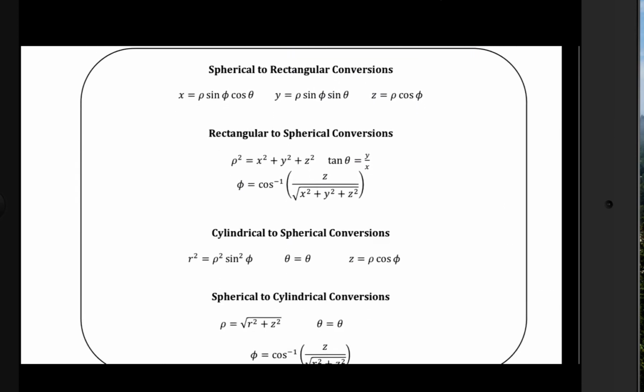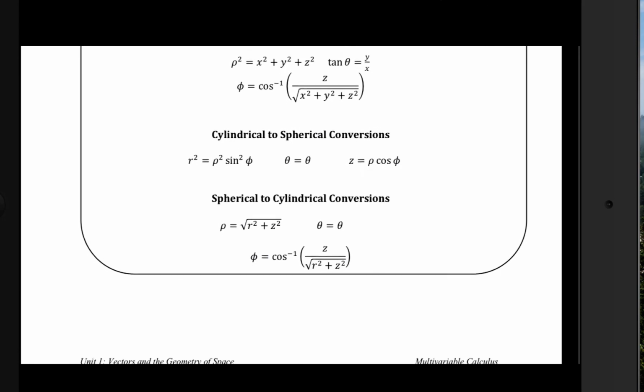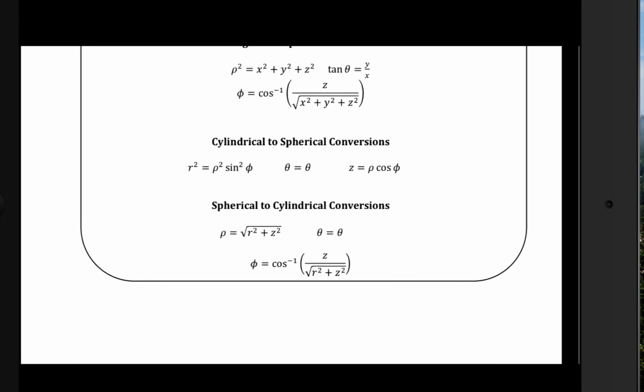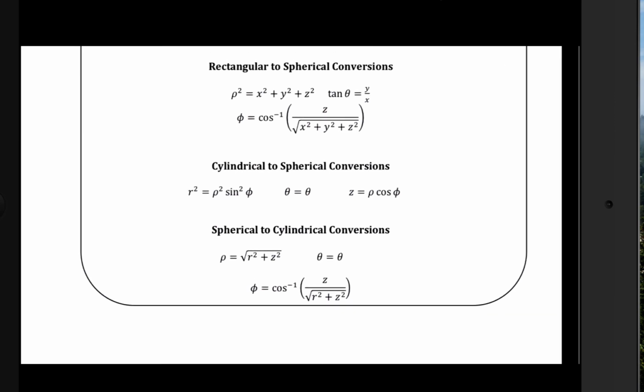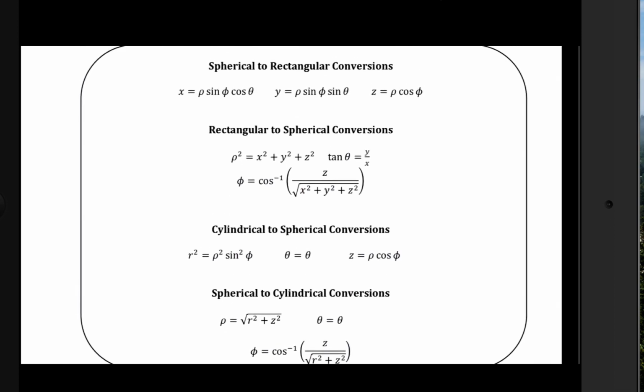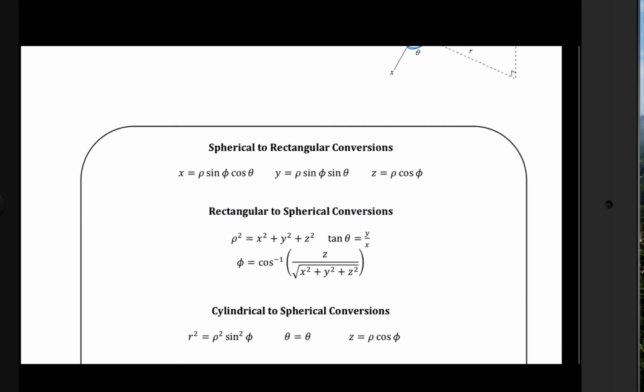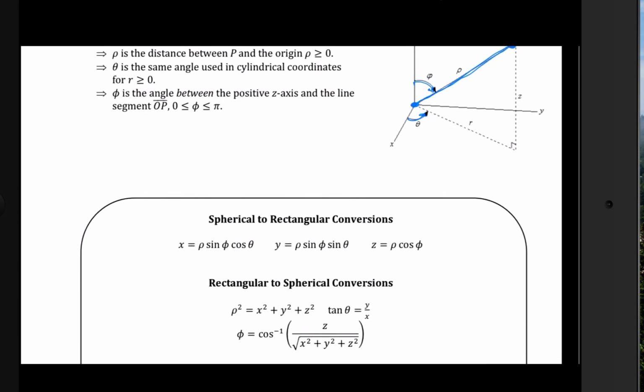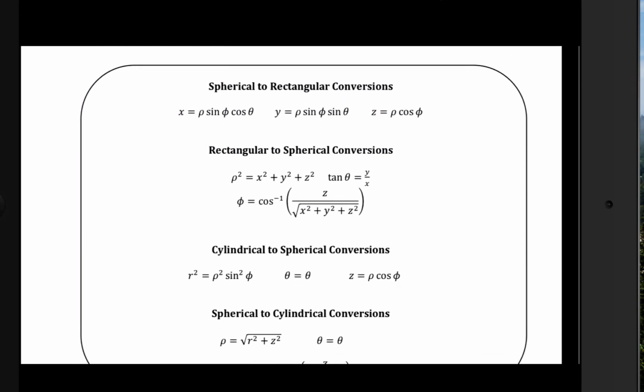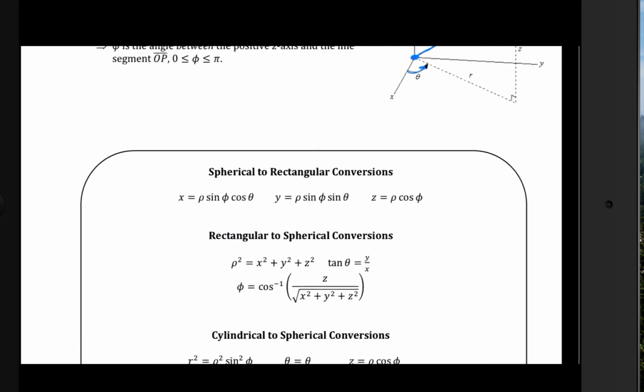So the conversions are actually easier. As I was mentioning in class, we start with cylindrical to spherical first, because those tend to make a little more sense using trigonometry, and then we can back into the rectangular. So the cylindrical to spherical conversions come directly from right triangle trigonometry. I mentioned the theta and theta, it is what it is. There is no conversion there. Z equals rho cosine of phi.